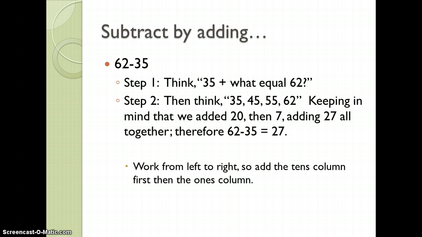Again, working left to right, so add the tens columns first. We added by tens, and then we added by ones.